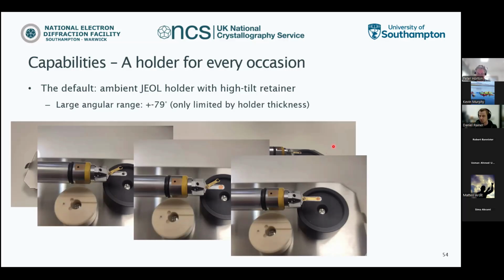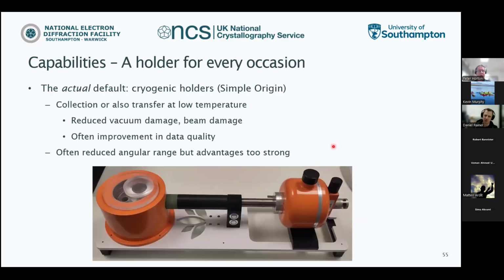Now, for samples where this is not the case, and this is actually what I basically use as my default now, similar to what Pete said in XRD, the standard is 100 Kelvin. I also usually collect at 100 Kelvin, and what I use for this is a so-called cryogenic holder, like this, where here at the end, you see this large dewar.